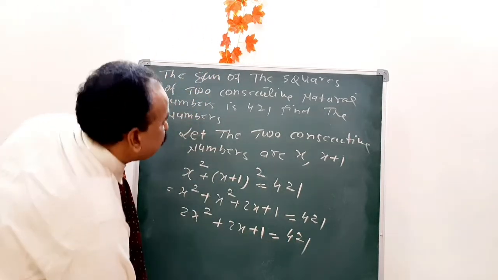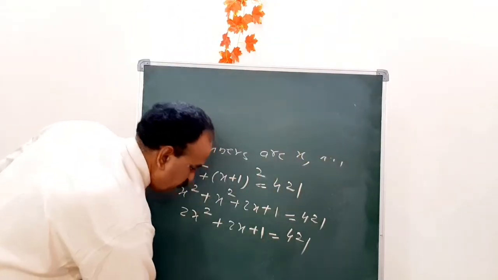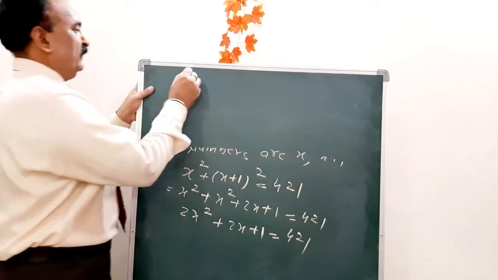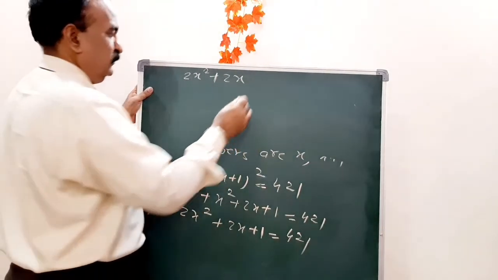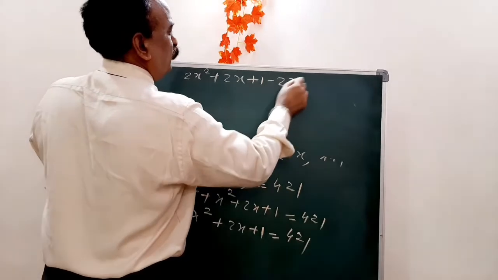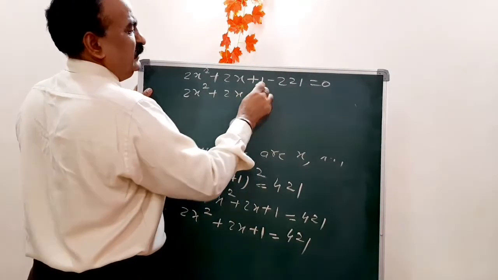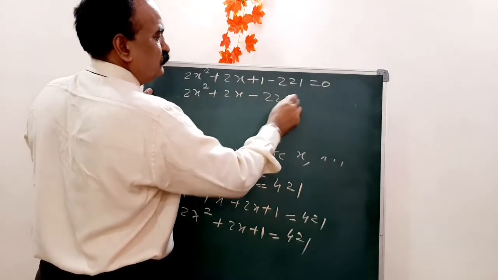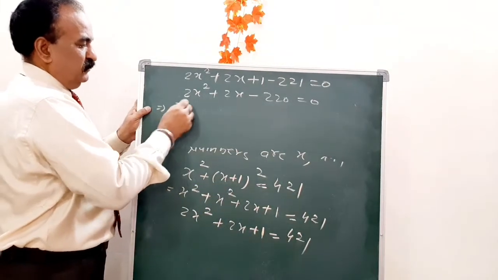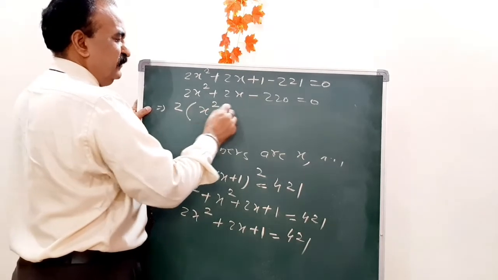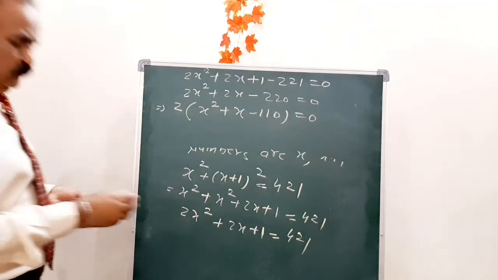Okay. Now see here it will be 2x square plus 2x plus 1 minus 421 equal to 0. So 2x square plus 2x minus 420 equal to 0. Now you can take 2 common from this equation. 2 common, in the bracket x square plus x minus 210 is equal to 0. Now you can simplify.